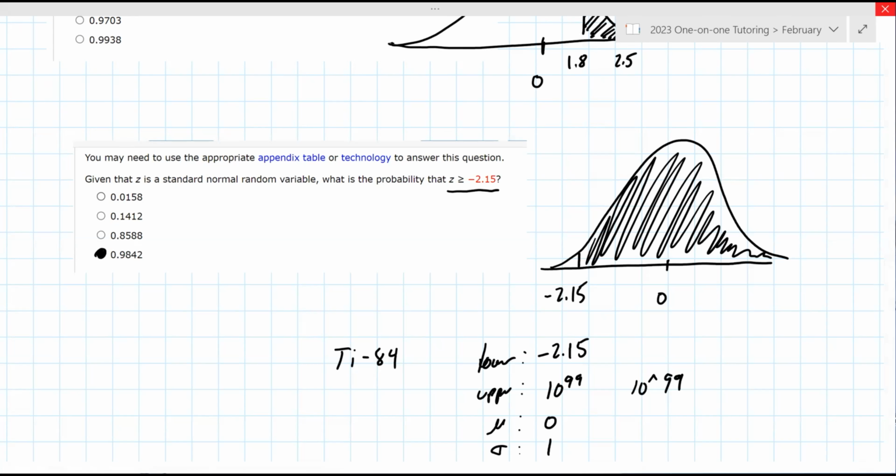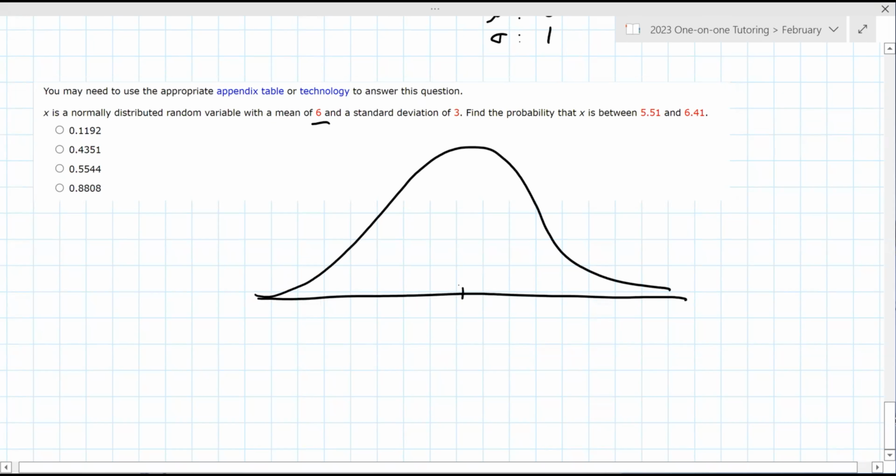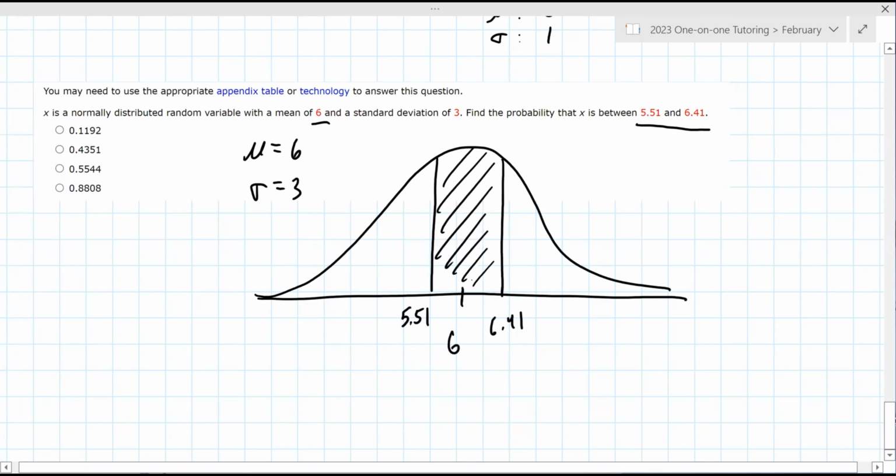Now, the 6, you think, okay, I got it. And then 6 is a harder problem here. So I'm cutting through some of the stuff that you should be seeing in class, but you can pick that up there. So this one has a mean of 6 this time, not 0. That means 6 is right in the middle. So your mu this time is 6 and your sigma is 3. 5.51 and 6.41, they're here. You're trying to find the area in between.